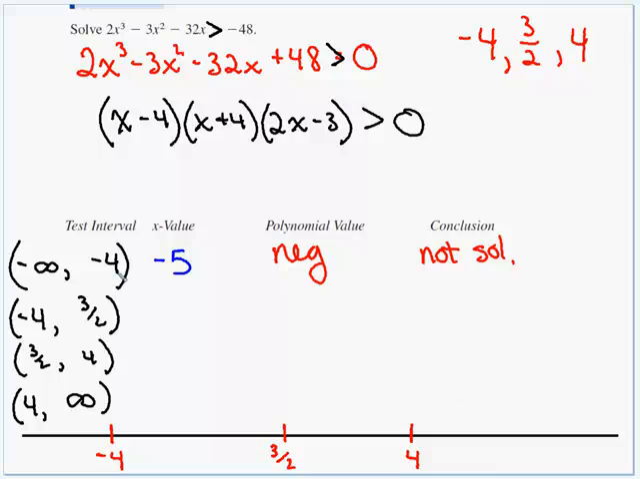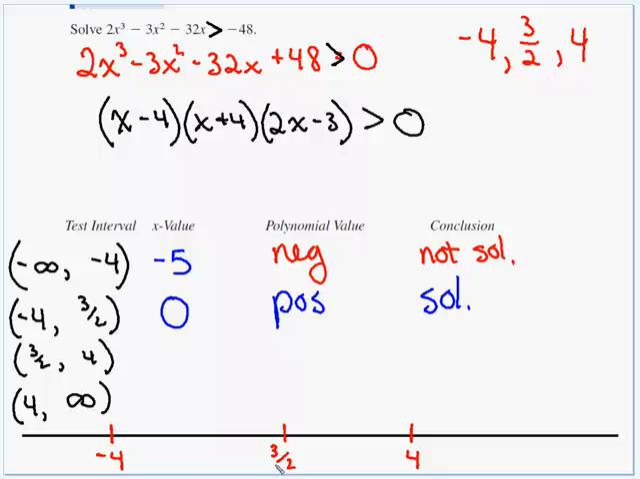Alrighty. Next interval, negative 4 to 3 halves. In between there somewhere is 0, and I love working with 0. So 0 minus 4, that would be negative. 0 plus 4 is positive. 2 times 0 is 0, minus 3 is negative. So we're going to have a negative times a positive is negative, and a negative times another negative is positive. So here on this interval, we are positive. Is a positive number greater than 0? Yes. So this is going to be part of our solution.